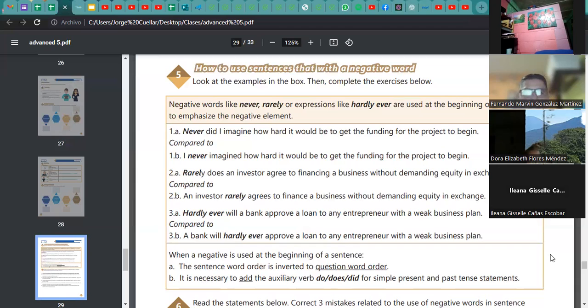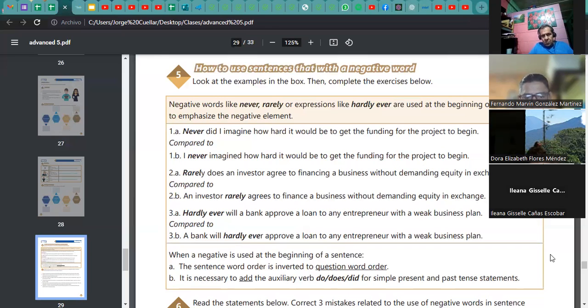And when we do that one, never goes at the beginning, and then the structure is going to be like a question. For example, if we remove never there, you will see that it says, did I imagine how hard it would be to get the funding for the project to begin? It's like a structure for a question. But then we put never at the beginning, it's not a question, but we emphasize that one. This is impossible to imagine, right? So something like that one.